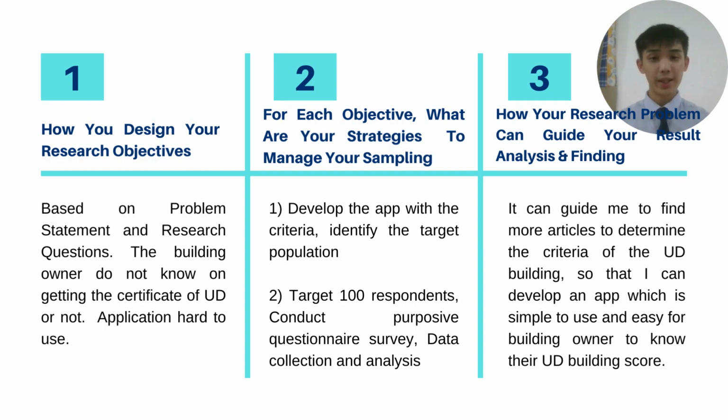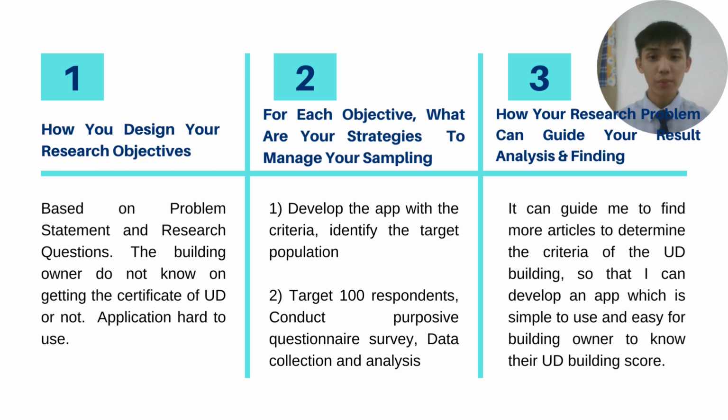Lastly will be the Q&A section. First question is how you design your research objective. Based on my problem statement and research question, the building owner does not know whether they can get the certificate of universal design or not, and also the application is hard to use. So for my case, I hope that I can create an app which is easy and simple to use, and it also has the details of the criteria used to determine whether the building is universal design or not.